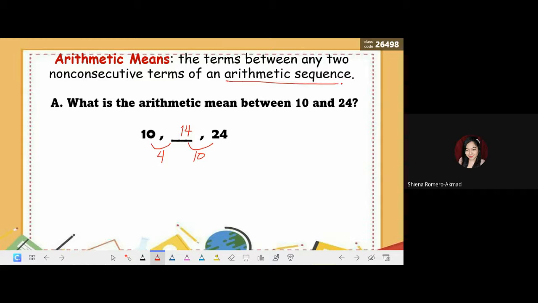Kasi remember, arithmetic sequence pa rin tayo, no? Pero ang hinahanap lang natin ay yung mga nasa gitna. So, pareho ba yung difference nila? Masasabi ba natin that this is arithmetic sequence because of their differences? Now, anyone, you can turn on your mic if you want to answer.